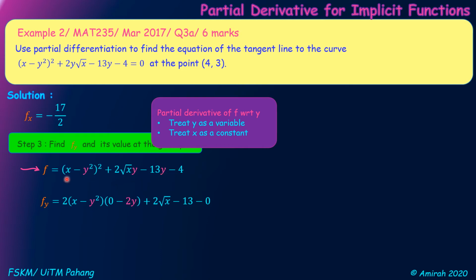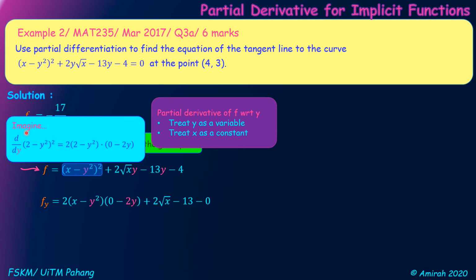Alright, then to differentiate (x minus y squared) squared, we just imagine, let's say we want to differentiate (2 minus y squared) squared. The 2 here means x. We treat x as a constant, so let's say we replace x by constant 2. Then we have the derivative of (2 minus y squared) squared with respect to y.